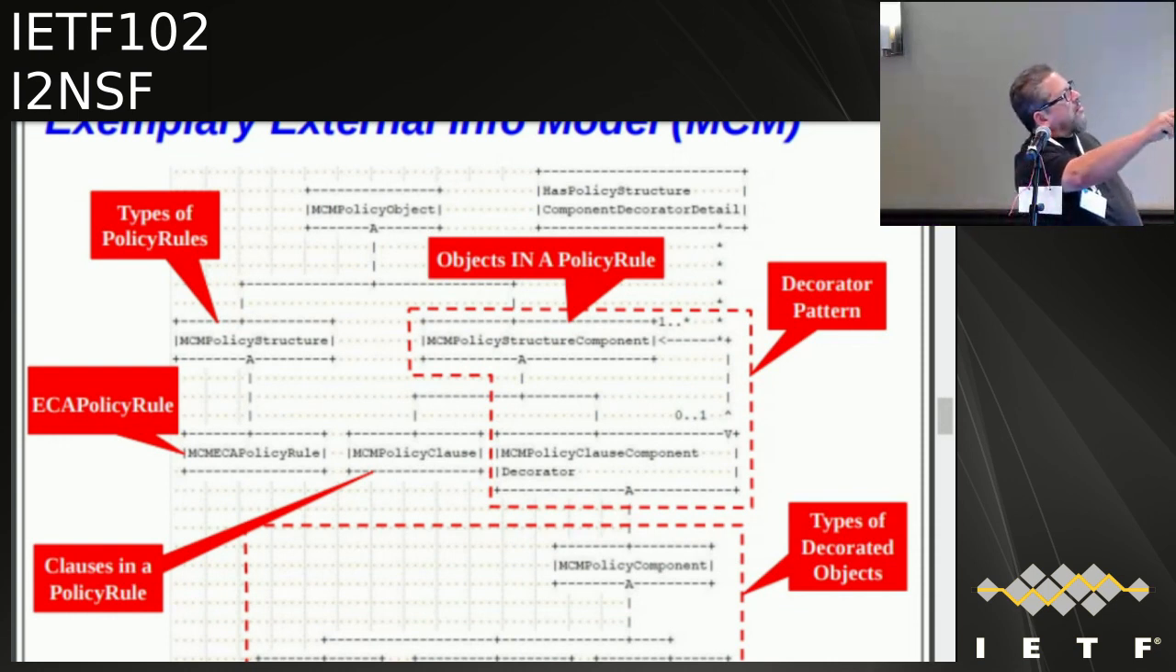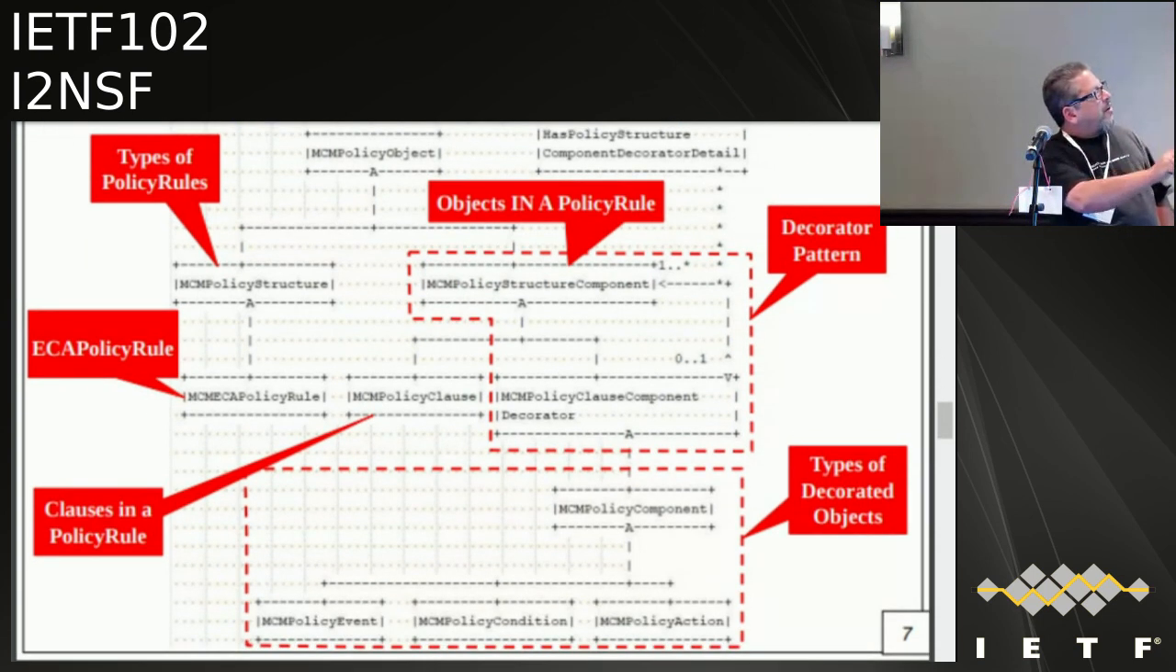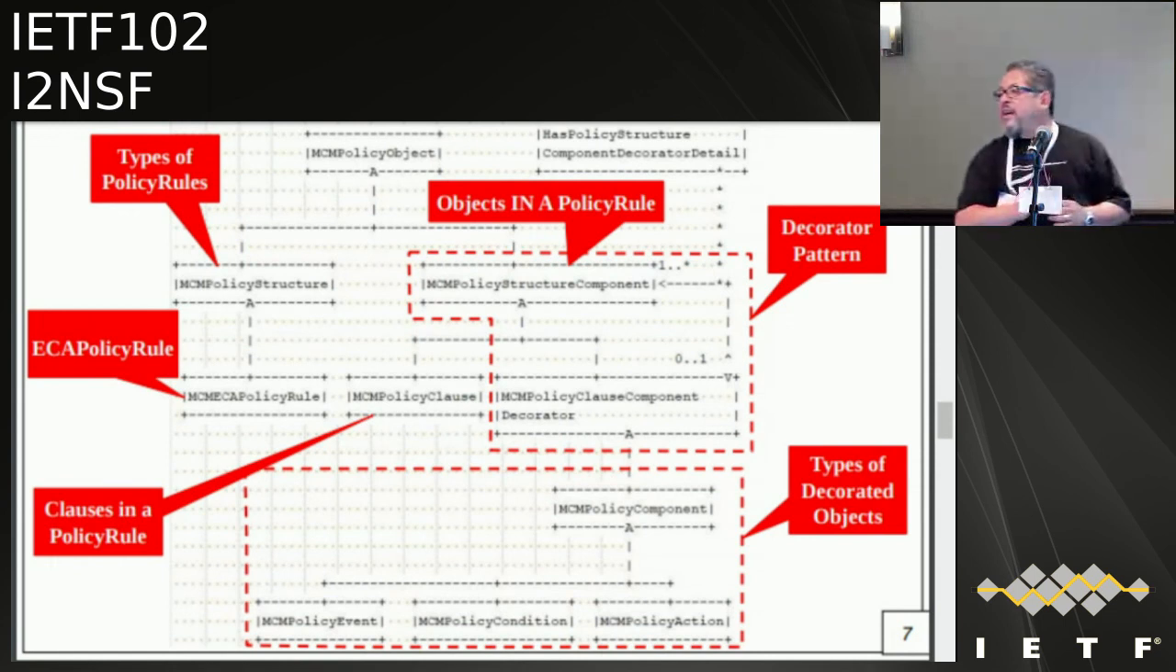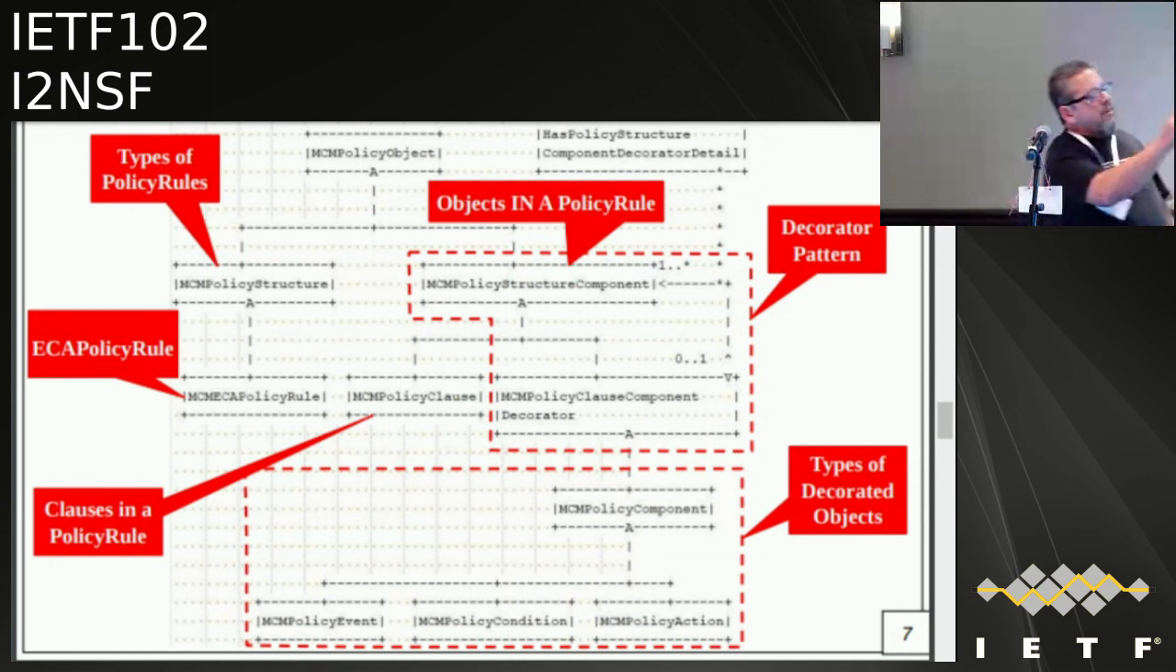So this class says, I am a policy. This subclass here says, I am an ECA policy rule, simple inheritance. Any class can contain elements that are aggregated by it. So for an ECA class, you have events, conditions, and actions. So under policy structure component, you have a decorator, which I'll talk about in a minute. That decorator contains events, conditions, and actions.